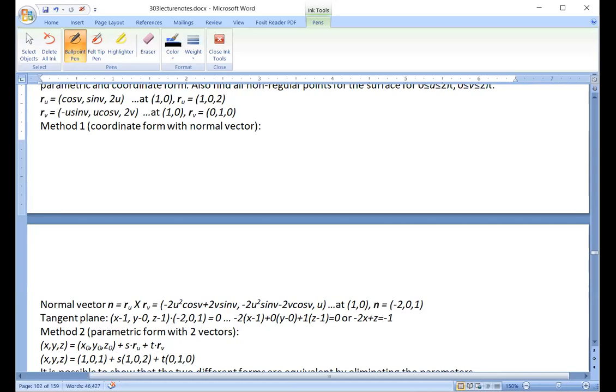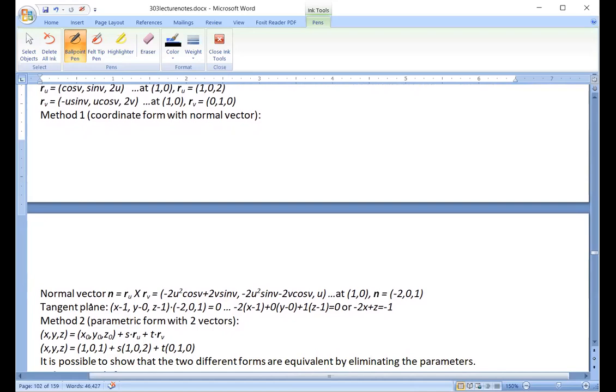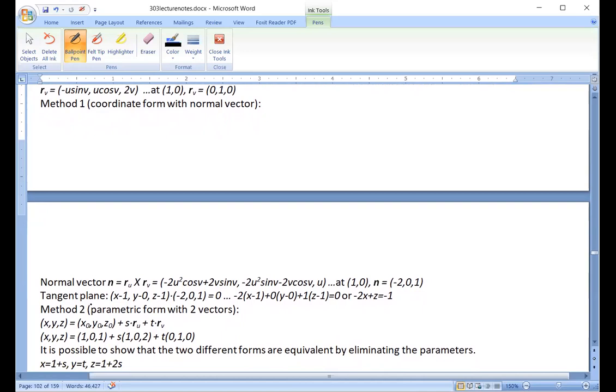Now, it is also possible to show that these two different forms are equivalent. Actually prove it by eliminating the parameters. We'll just take one look at how that works. So starting with the parametric form, we know that just reading out the three parametric equations, x equals 1 plus s plus 0, so we throw it away, and then y equals t, again, throw away the 0 stuff, and then z equals 1 plus 2s.